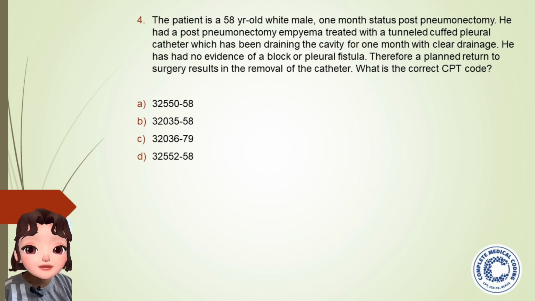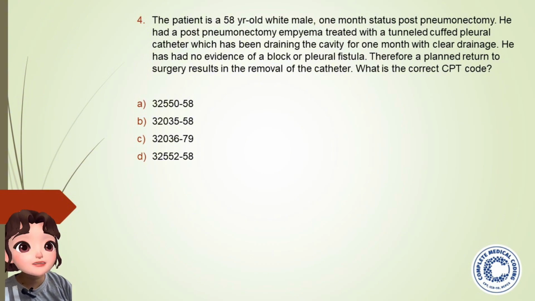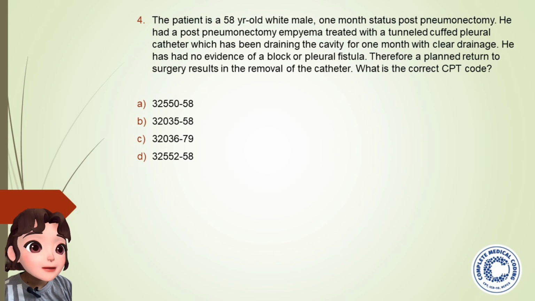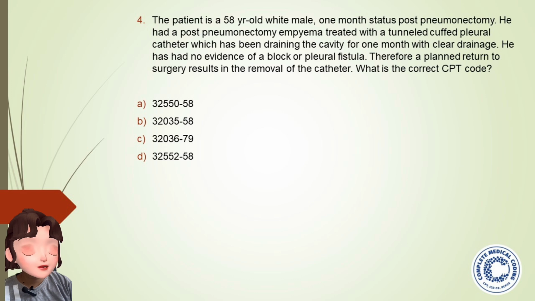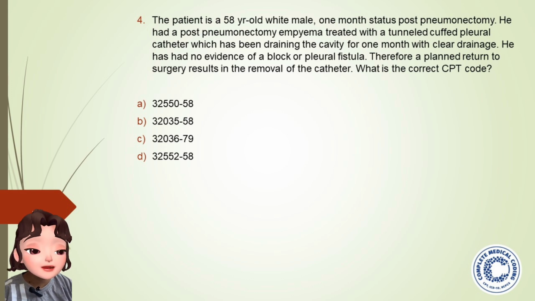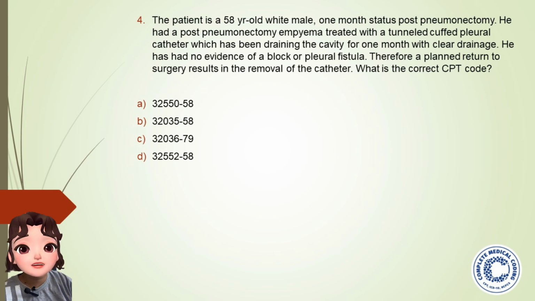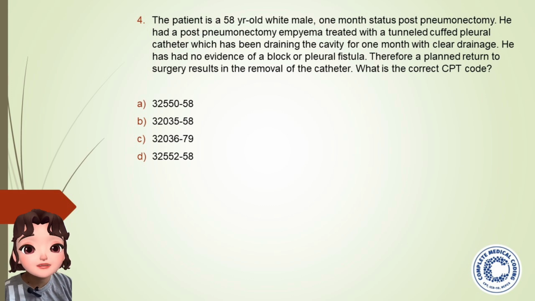Here also initially there are so many stories mentioned, but what is the final code that we have to code? Planned return to surgery results in the removal of catheter. So removal of catheter is the code that we need to code. Anyway, let's move to the CPT code options one by one. Go to the first option, code 32550. If you feel that I'm going a little fast, you can just pause the video and open the book. Then you can play it again.